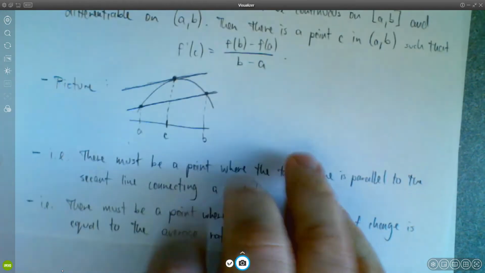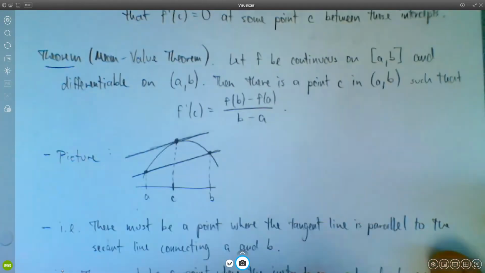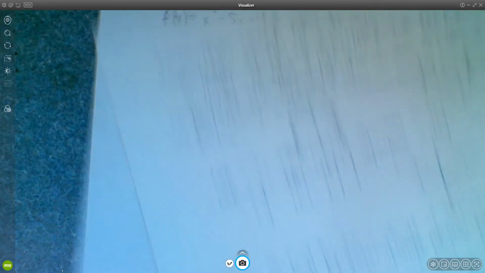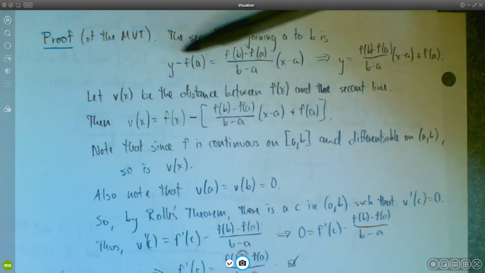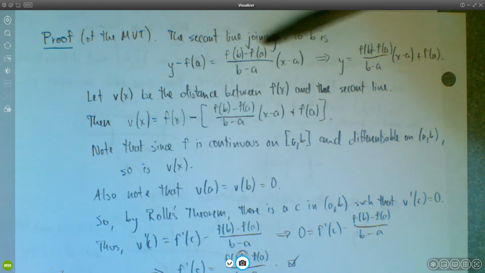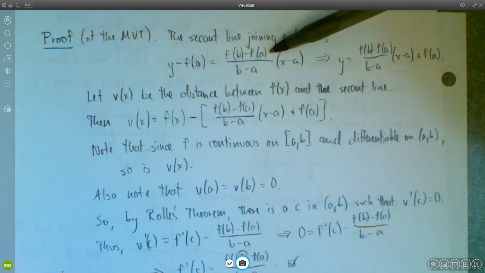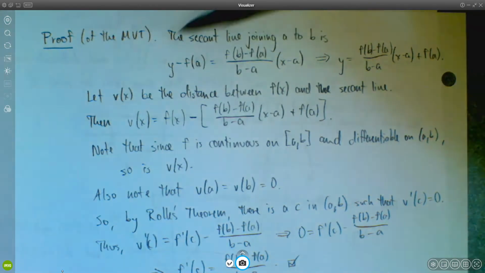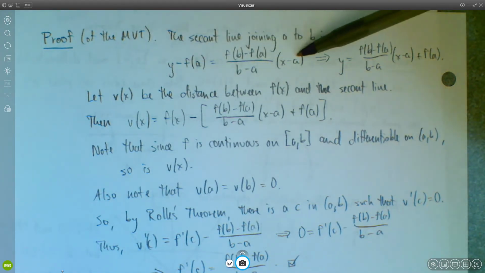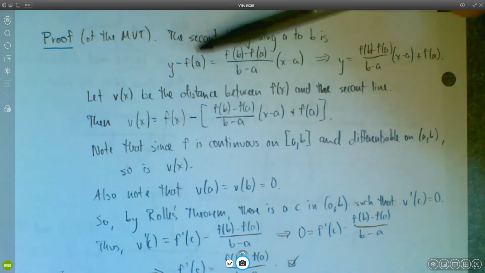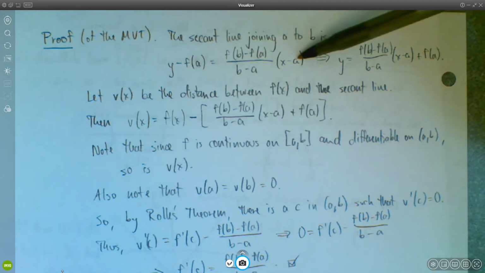Okay, so this is what the mean value theorem says. And it's pretty straightforward as well, I think. But let's prove it. It's kind of a fun one to prove. So, proof of the mean value theorem. So first of all, note that the secant line joining a to b is given by this formula. We can call it y minus f of a equals the slope of the secant line times x minus a. So it's y minus y1 equals m times x minus x1, right? Only instead of y1 we're calling it f of a, instead of x1 we're calling it a.